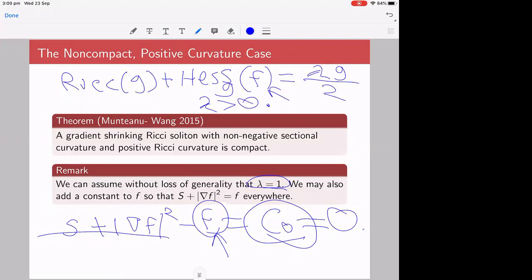So these are some things that we discussed last time that I'm basically going to be assuming without further comment now. So we're assuming that lambda equals 1, and we're also going to note that the scalar curvature plus the gradient of our potential function squared is the same as f, and this holds everywhere on our manifold.